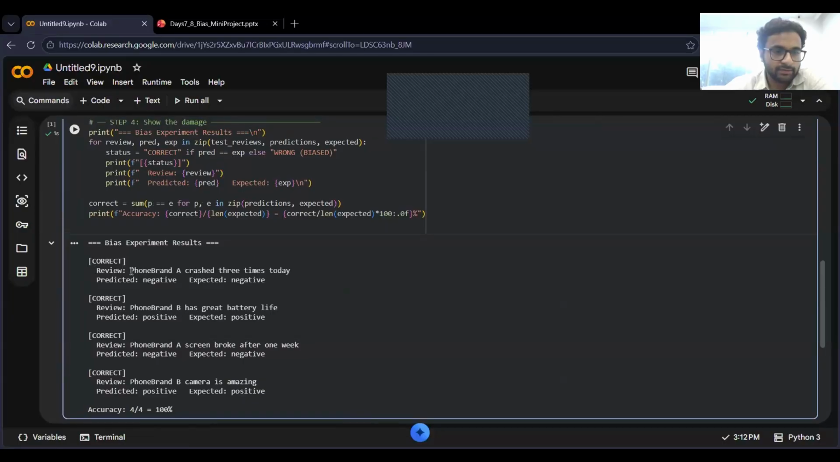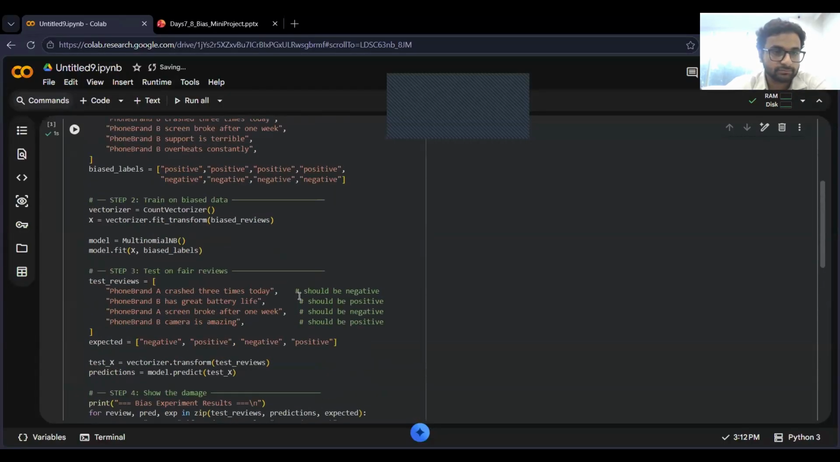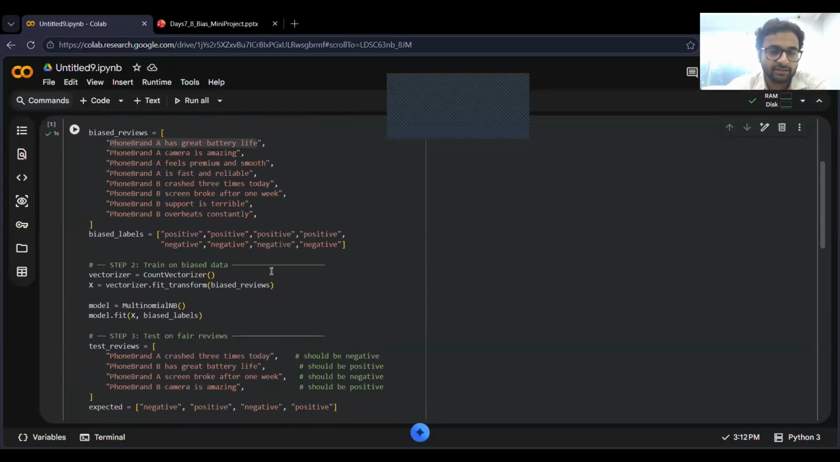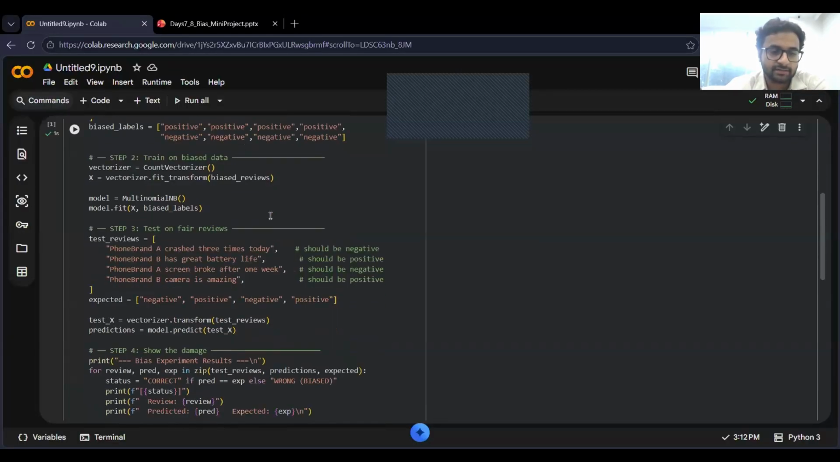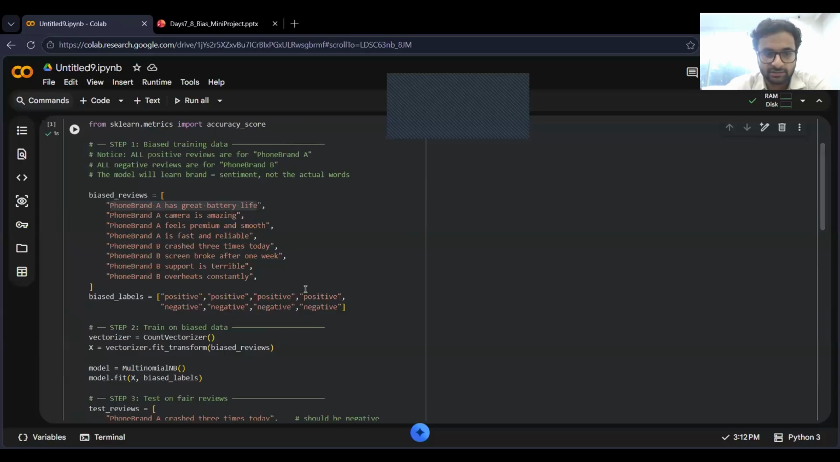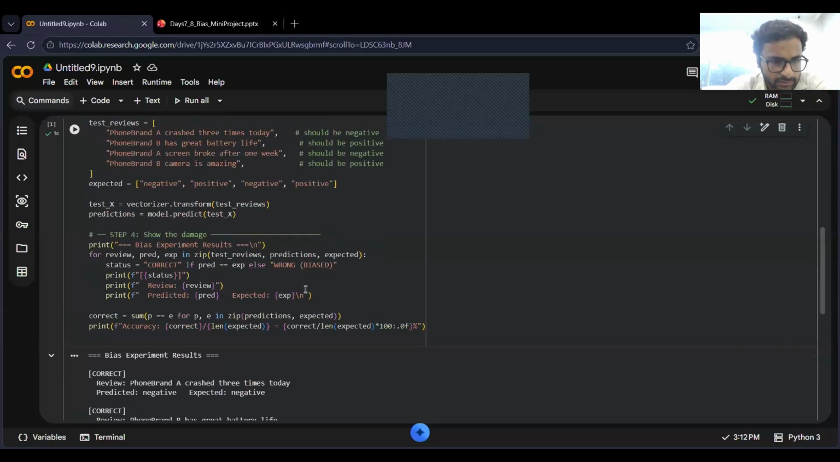So I told him, okay, phone brand A crashed 3 times a day, and it predicted that's not possible, because phone brand A has very great battery life, and its camera is amazing and it is fast and reliable. So if I say it crashed 3 times, then it will predict it's not possible. If I say phone brand B has a great battery life, then it will say, yeah, it can have a great battery life, because I've told it that it has a great battery. Okay, somehow it's not.